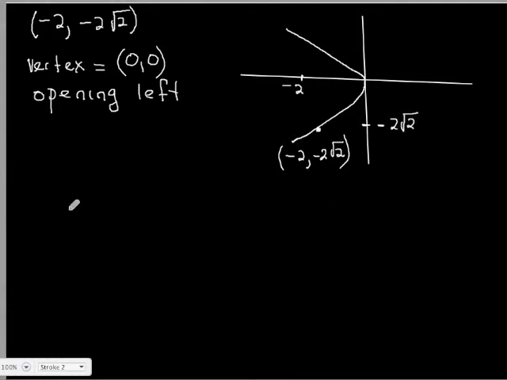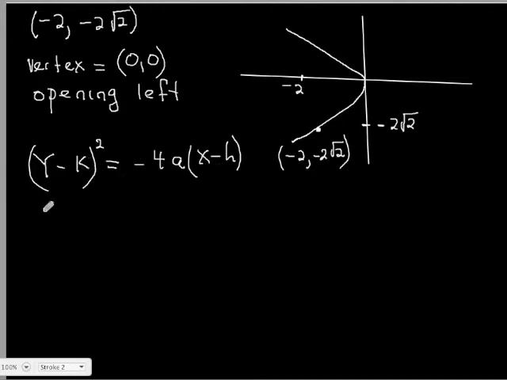The general equation for a parabola that is opening left is (y minus k) squared is equal to -4a times (x minus h).